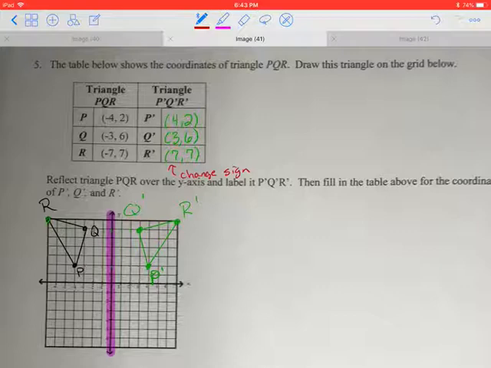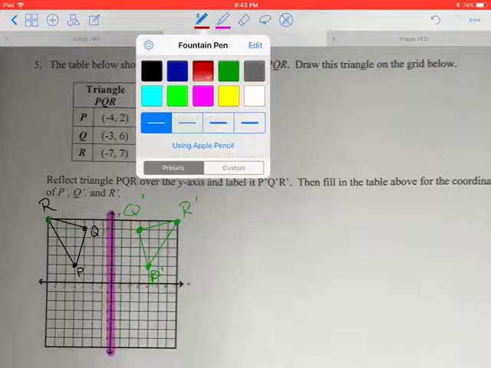Alright, so now let's move on to number 6. I believe it's the same triangle, so I'm going to take a second and draw that again. Let me switch back to black.